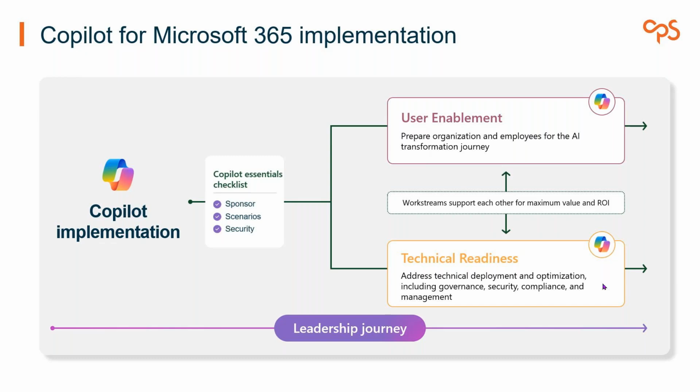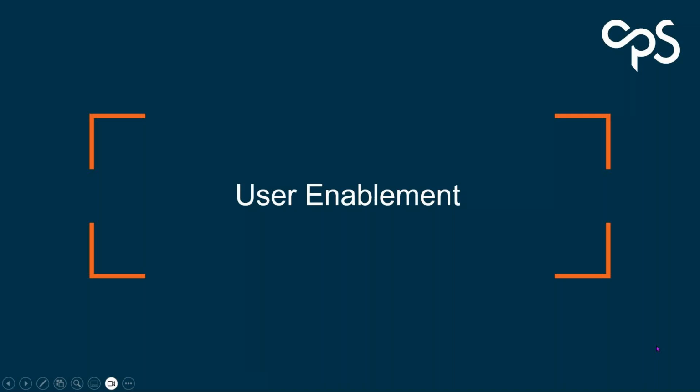We're going to talk about user enablement, technical readiness, and hopefully share a lot of guidance and tips on how you can get ready for Copilot or improve what you're already doing. So user enablement, let's start with that one. I mentioned it was more of an adoption and change management approach.